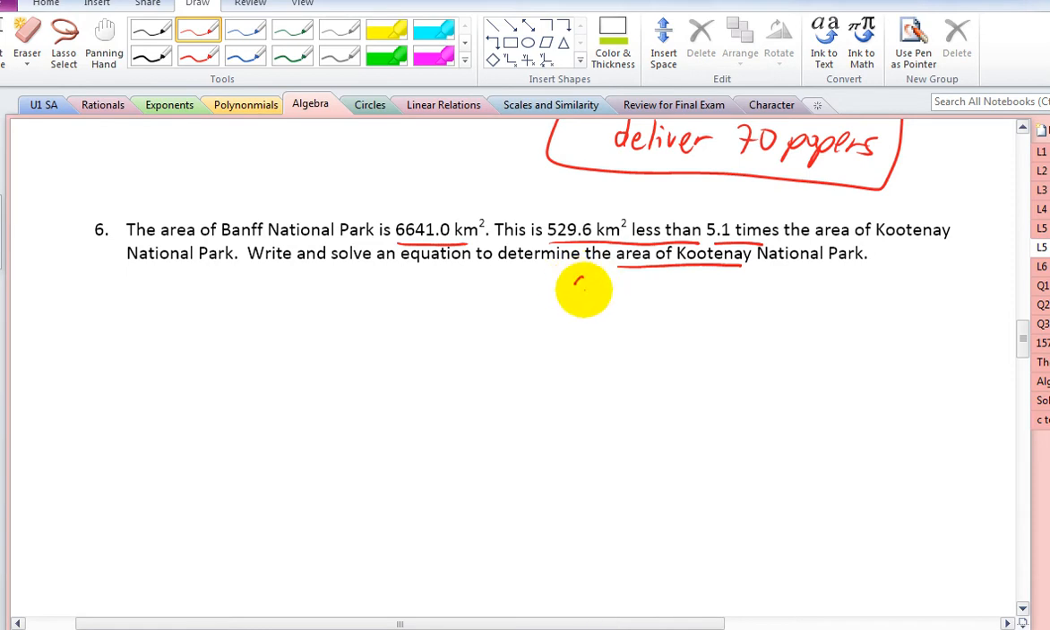Okay, so what does x equal? Yeah, the area of Kootenay National Park. So we know it equals Banff if you multiply it by 5.1 and then subtract. Okay, so we have to go 5.1x minus 529.6. That equals 6641. Okay.